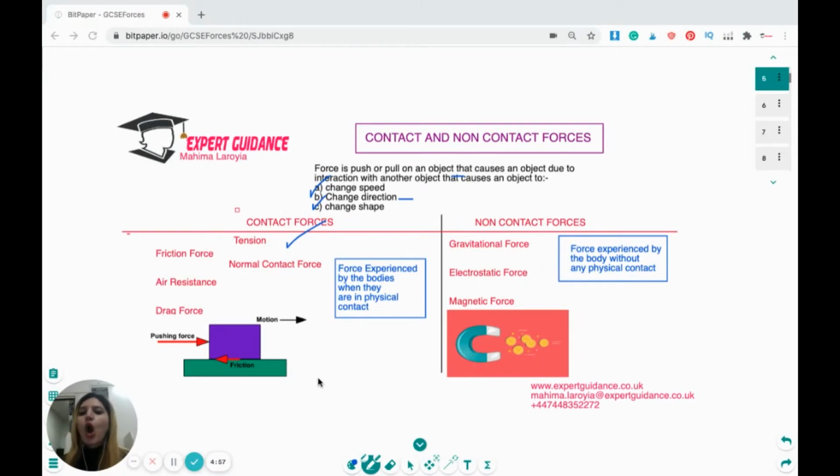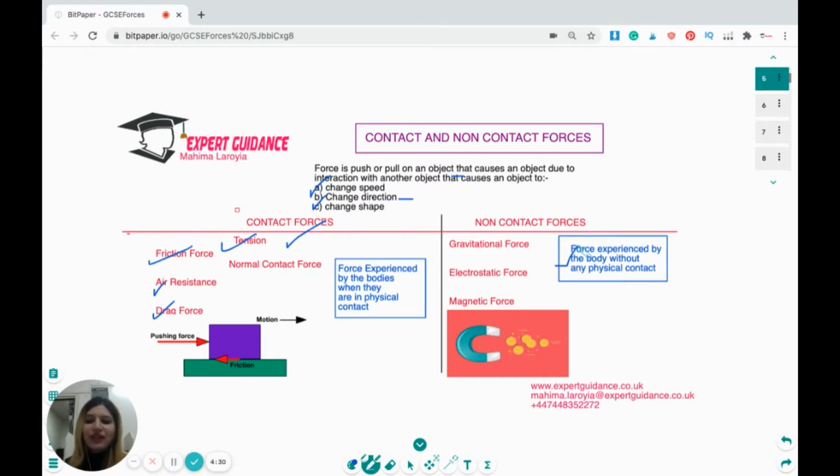Now let's see what are contact and non-contact forces. Contact forces are the forces experienced by a body when there's physical contact, like friction. How does friction happen? When two objects are in close contact with each other. Air resistance, drag force, and tension are all contact forces. On the other hand, non-contact forces are the forces experienced by a body without any physical contact.